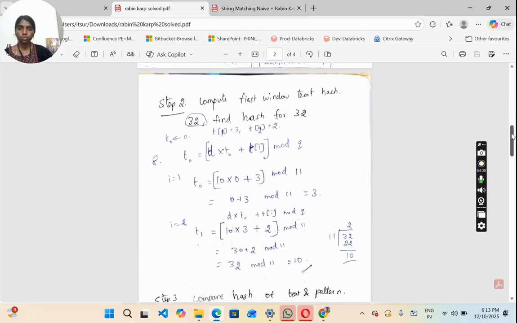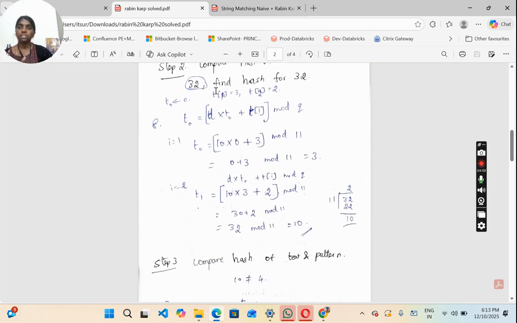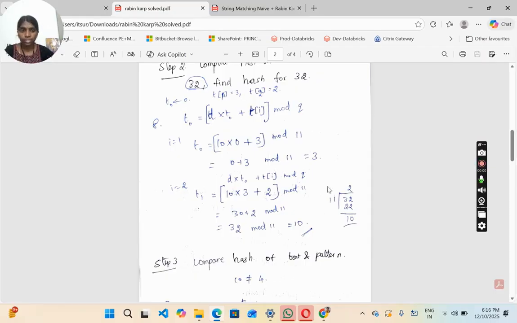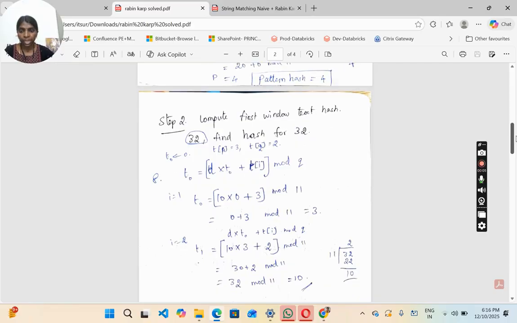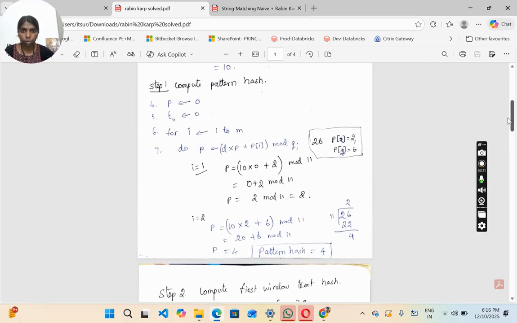Like this, step 2 is we need to find the hash value for our text. We are calling this one shift, one window. Initially we started with s equal to 0, and then we'll be shifting. So now we are going to calculate the hash value for 32. t0 is the calculated t value. Here, as we did p of 1 and p of 2 for the pattern, we do t of 1 and t of 2 with the same formula.